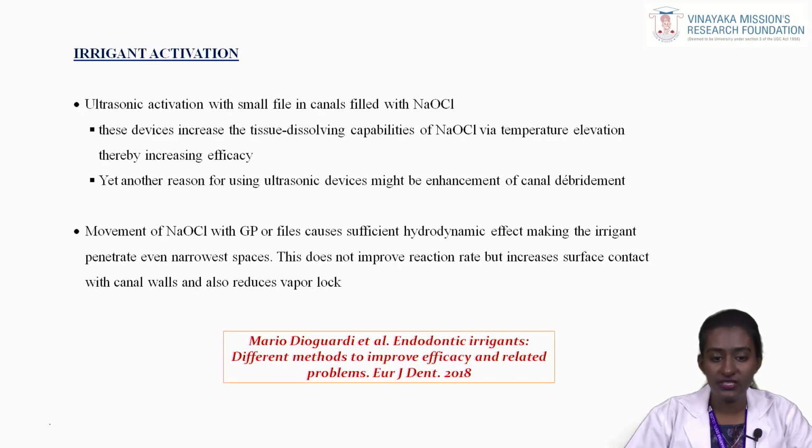Irrigation activation can be done in order to increase the efficacy of sodium hypochlorite. This is basically done using ultrasonic activation with a small file. The movement of sodium hypochlorite can also be done with a GP cone, which will give you a sufficient hydrodynamic effect, making the irrigant penetrate even the narrower spaces. This does not improve the reaction rate, but it will increase the surface contact with the canal walls and also help reduce the vapor lock effect.